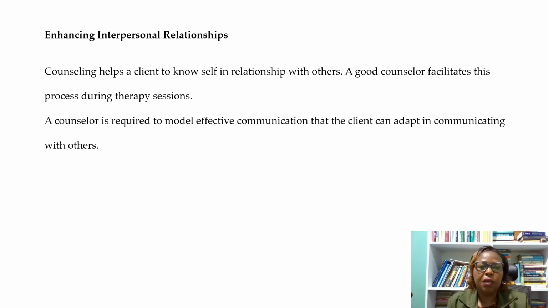The other assessment that you may need to investigate is enhancement of interpersonal relationships. Counseling helps a client to know self in relation to others, and a good counselor facilitates this process during therapy sessions. A counselor is required to model effective communication that the client can adapt in communicating with others.